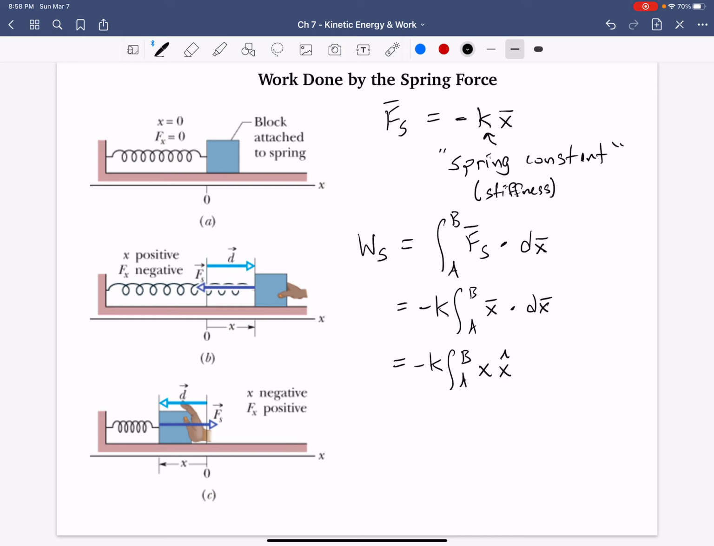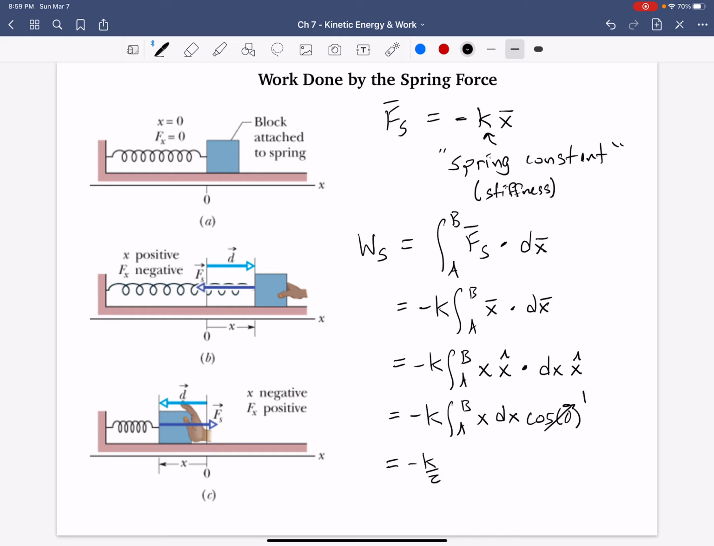You can also use i hat if you want to. And that's dotted with the magnitude of dx. Well, that's dx, and that direction is also x hat. Okay? And so now we have the magnitude of both. Evaluating the dot product, we have negative k, integral A to B, of x dx, and we have x hat dotted with x hat. Cosine of that is 1 because they're in the same direction. All right? And so now, evaluating the integral, we have negative k x squared over 2.